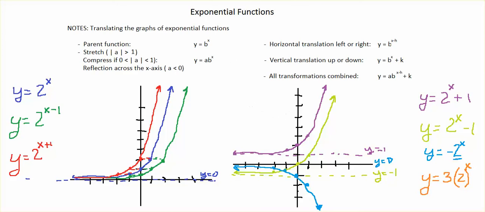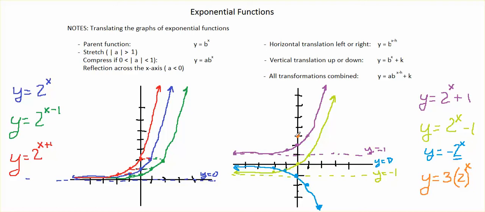And I've got one more example that we're going to do. We're going to do a stretch. We're going to take our original parent function 2 to the x, and we're going to multiply it by 3, and let's see what happens there. Instead of it looking like this nice blue graph over here, we should see it stretched by a factor of 3. Let's go ahead and stick 0 in. 2 to the 0th power is 1 times 3 is 3.